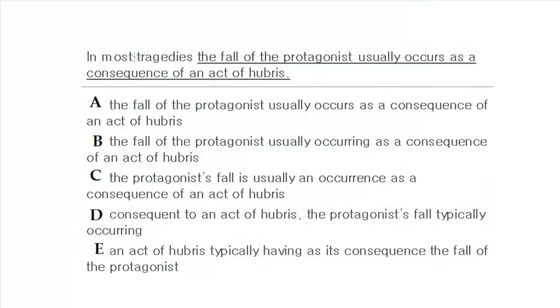Alright, so we got a long one. It says, in most tragedies, the fall of the protagonist usually occurs as a consequence of an act of hubris. So a lot of kids got this one wrong. Let's see what happened. Always find the subject and verb, right?